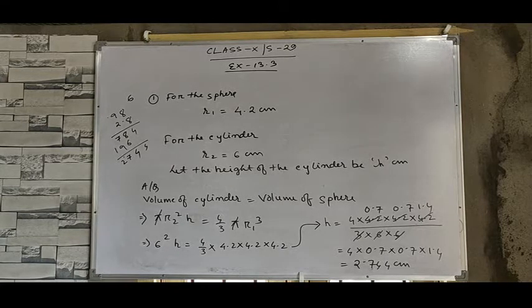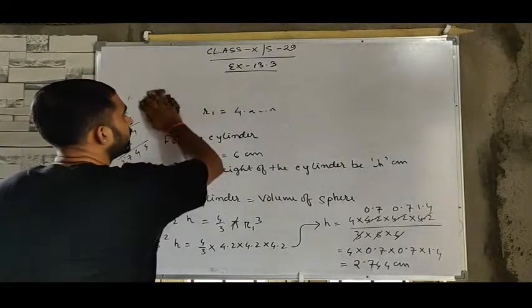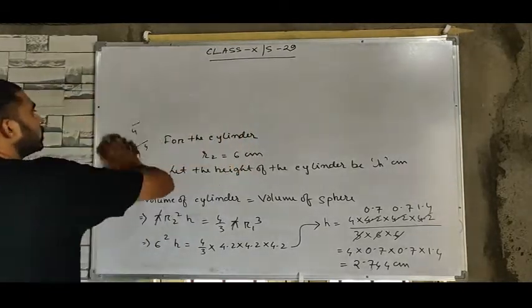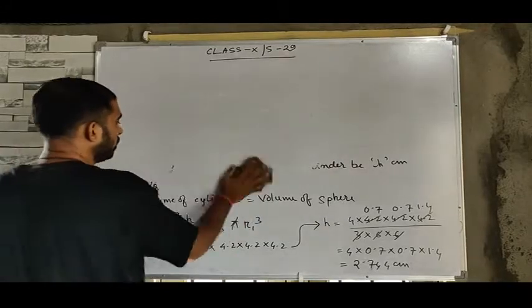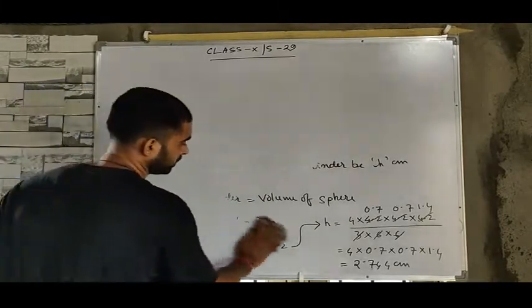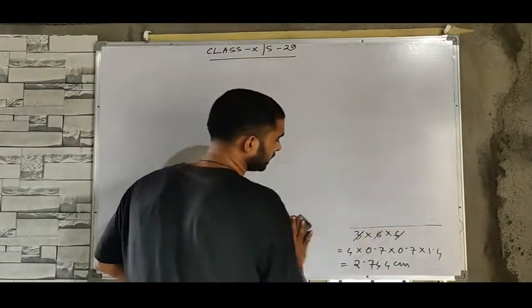Okay, now next question, see what the next question is. Metallic spheres of radius 6 cm, 8 cm and 10 cm respectively are melted to form a single solid sphere. Find the radius of the resulting sphere. There are three small spheres given, and by melting those three small spheres we have formed a large sphere. So what is the radius of the large sphere?